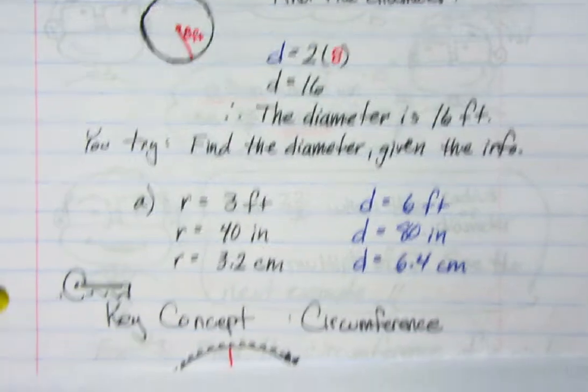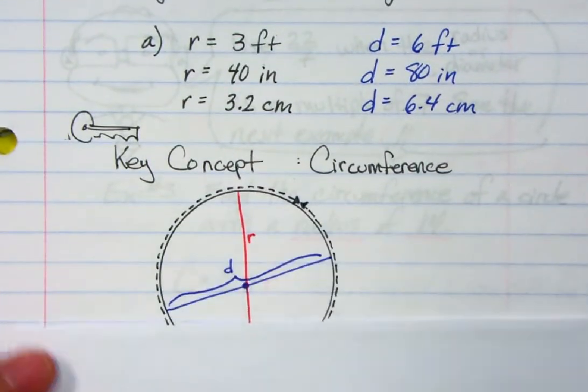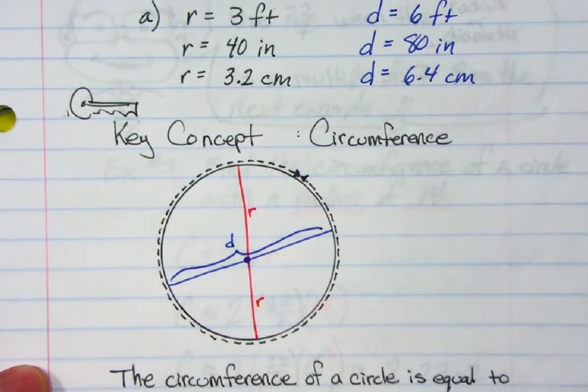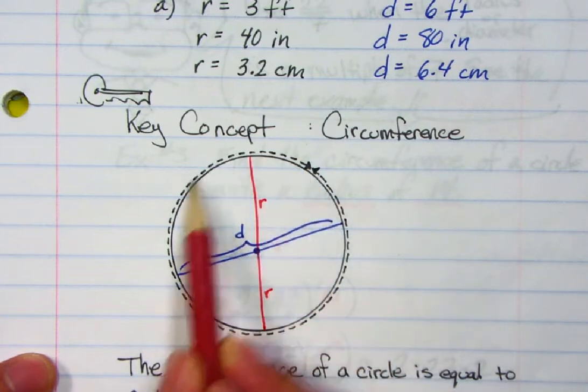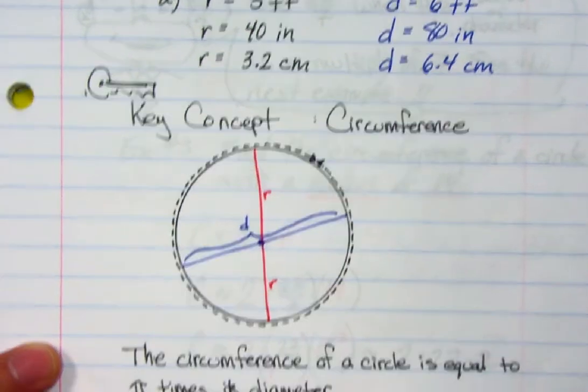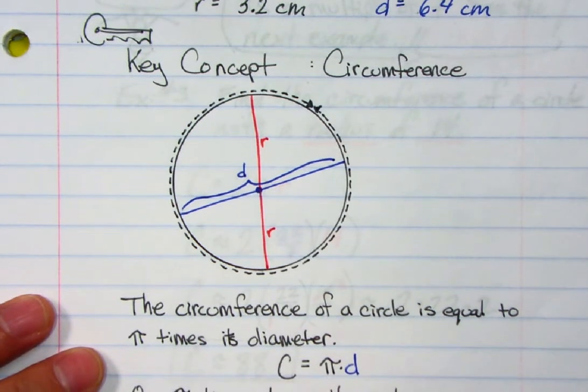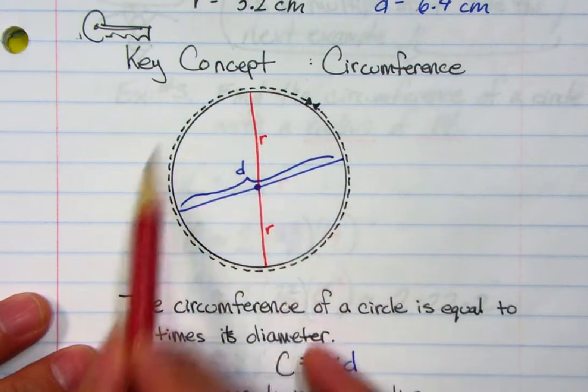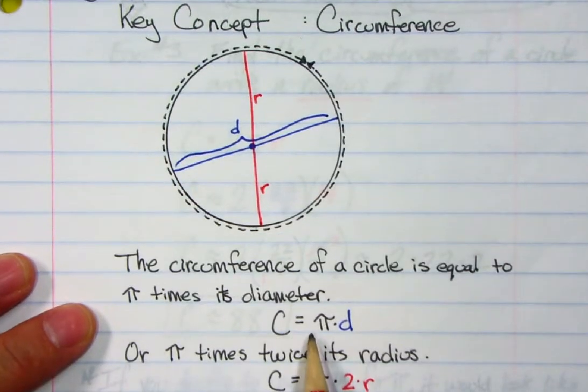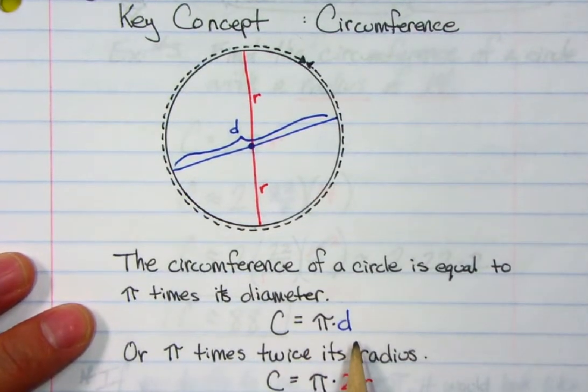All right, here's another key concept for you. Key concept, circumference. Circumference is the distance around a circle. The circumference of a circle is equal to pi times its diameter. So this is an important one to remember. To find the circumference, I just take pi and multiply it by diameter.